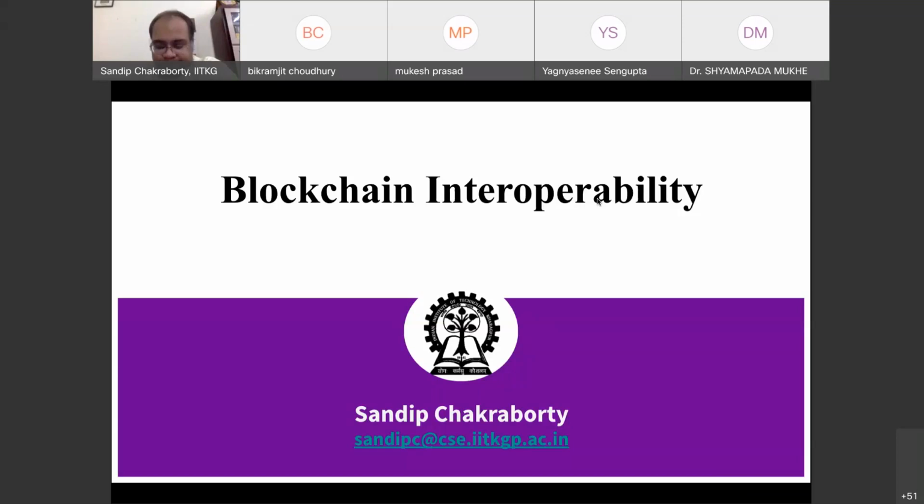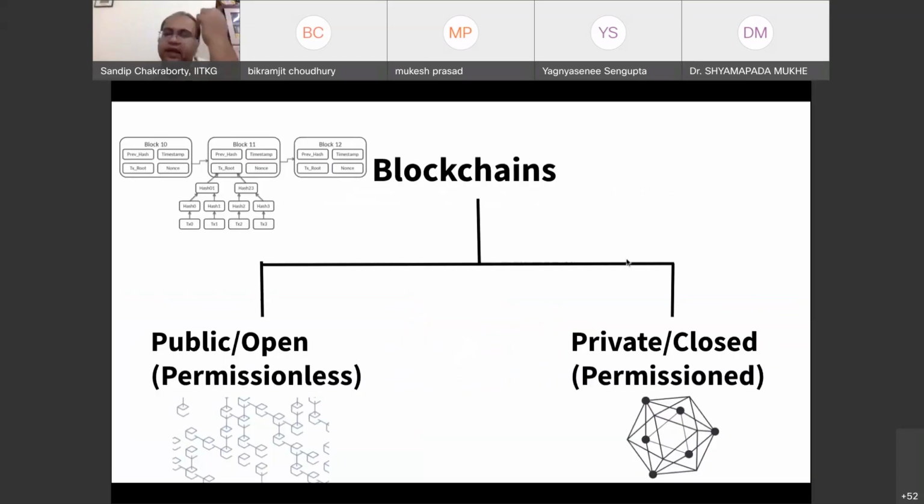So let us proceed. As I was mentioning, if we look into the current horizon of blockchain platforms, then we typically have two different types of blockchain architecture.